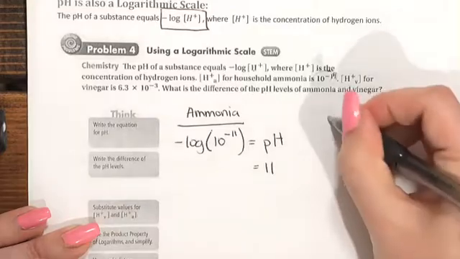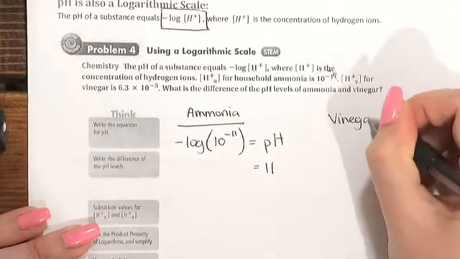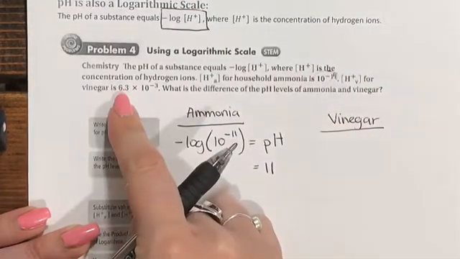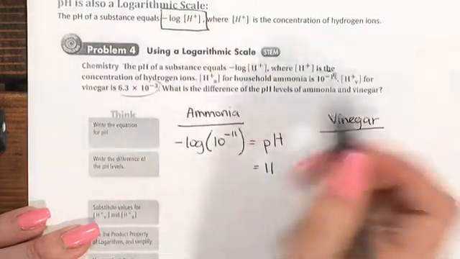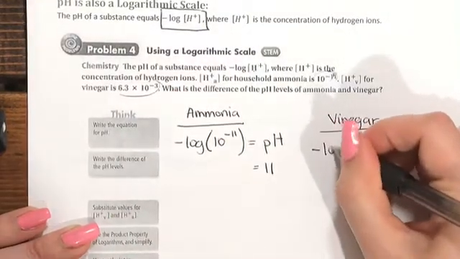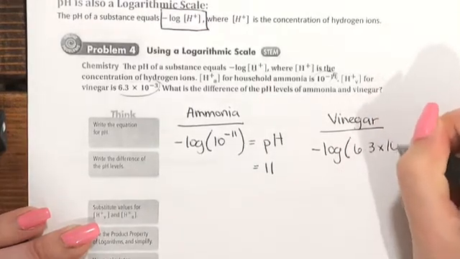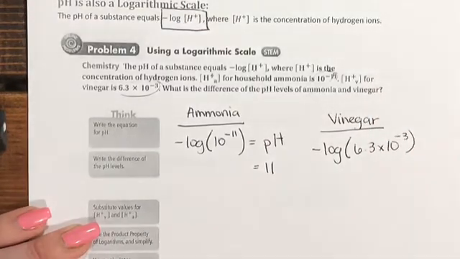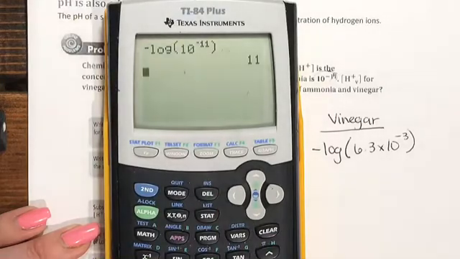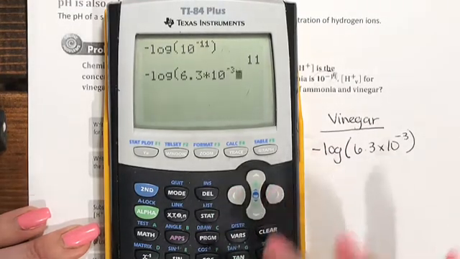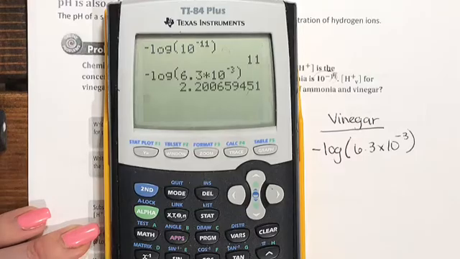for the pH. And then for vinegar, we're going to do the same thing. The hydrogen for this one was this number right here, 6.3 times 10 to the negative 3. So we just plug that into that formula. The nice thing about this is it is a base 10, so you don't have to do any weird base formulas for it. Negative log of 6.3 times 10 to the power of negative 3. And we get about 2.2.